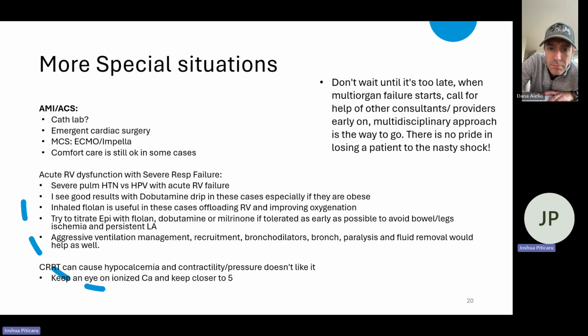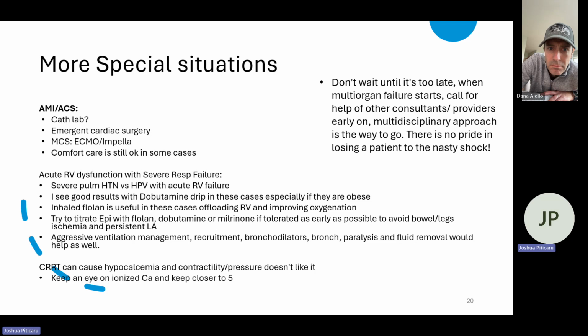Because sometimes when you do milrinone at that phase of multi-organ failure, they're acidotic and very dilated, so they don't like milrinone. Dobutamine, for some reason, does not affect your dilation as much, though it can still cause vasodilation in certain cases.